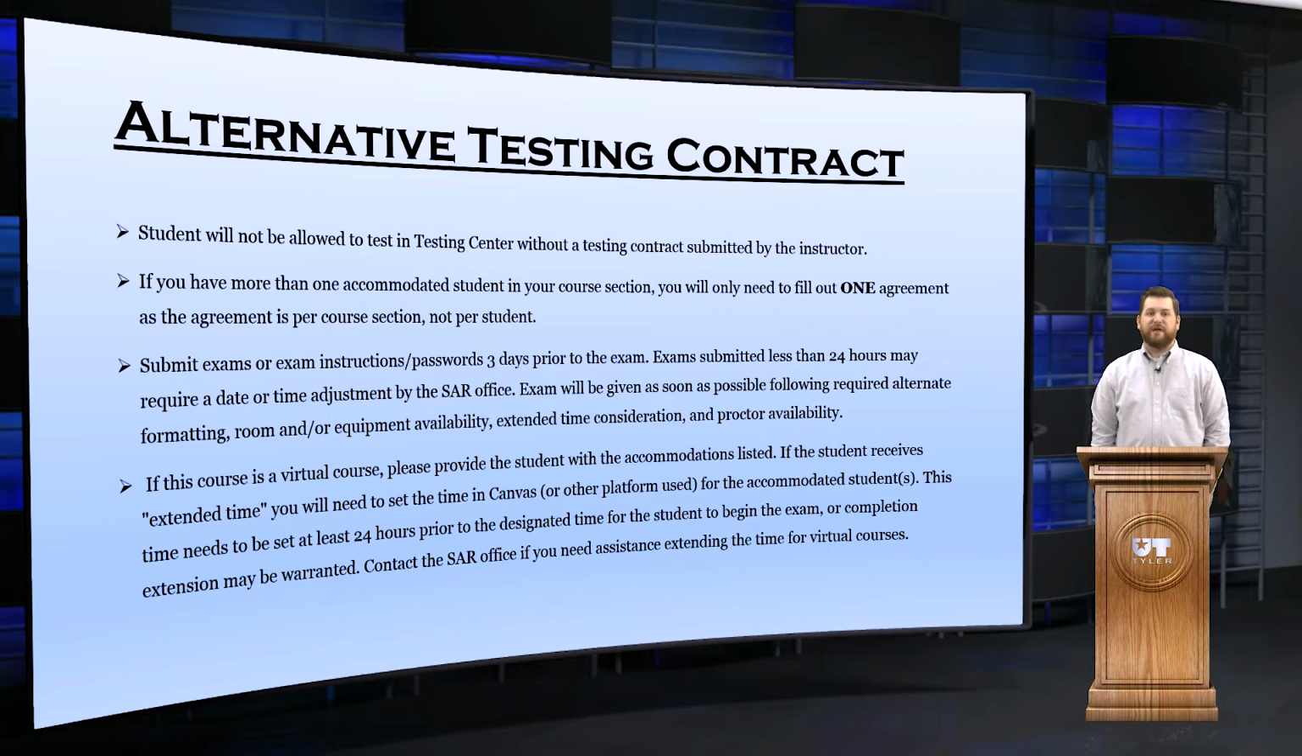So if you receive an FNL that lists testing accommodations, but there is no red box with the link, then you have already submitted a contract for that course section and no further action is needed. Once you have submitted the testing agreement, you will receive an email that will serve as your confirmation that it was submitted. If you need assistance extending time in Canvas or another online platform, we can help with that.